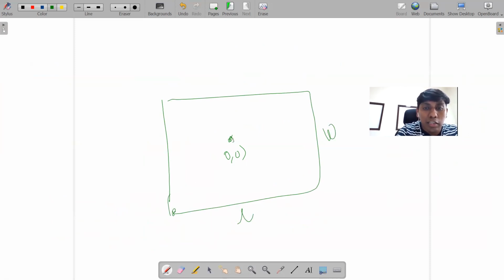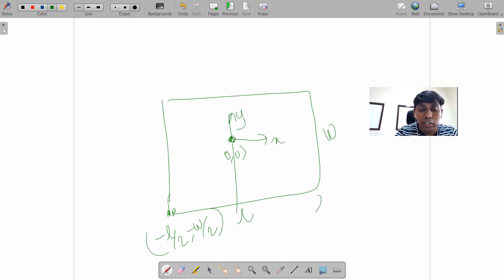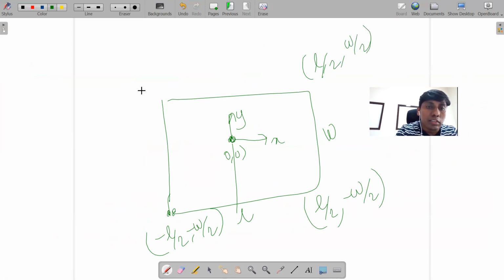So I am assuming that the center is properly symmetric. So this would be L by 2 and W by 2, where this is the X positive and this is the Y positive. So this is the coordinate: L by 2 positive, minus W by 2. This is L by 2 and W by 2, and this is L by 2 negative because it's opposite, but W by 2.